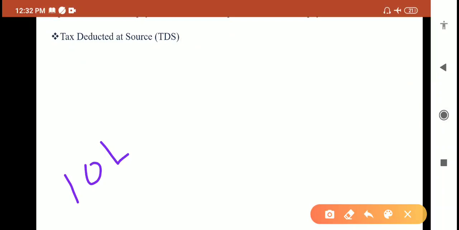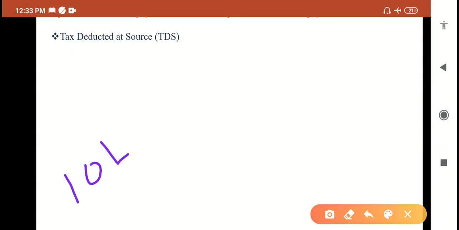For example, for TDS, a government agency gives a road laying contract to a builder. Assume the contract value is rupees 10 lakh, for construction of a road. When the government agency makes a payment to the builder, TDS at 1%, which amounts to rupees 10,000, will be deducted and the balance amount will be paid.